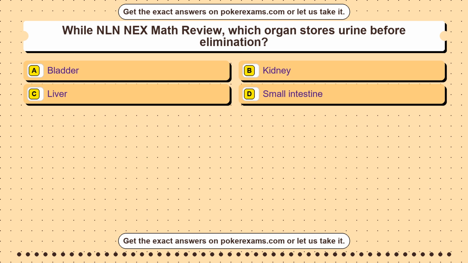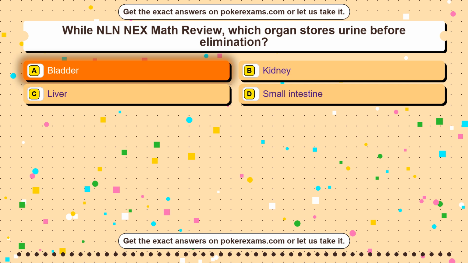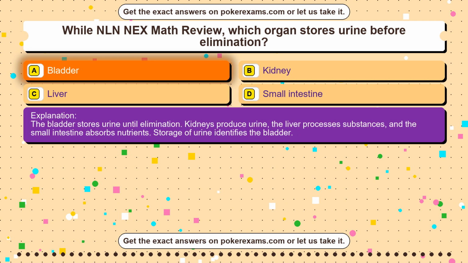Question 17. While NLN NEX Math review, which organ stores urine before elimination? Option A bladder. Option B kidney. Option C liver. Option D small intestine. The correct answer is option A. Bladder. The bladder stores urine until elimination. Kidneys produce urine, the liver processes substances, and the small intestine absorbs nutrients. Storage of urine identifies the bladder.